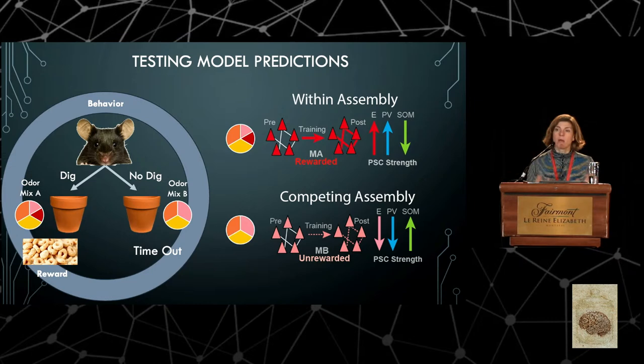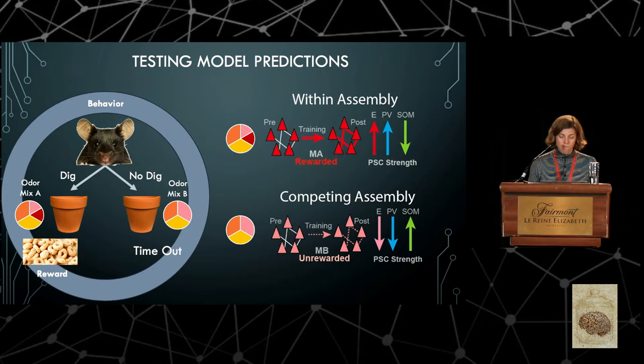Okay? So within our rewarded assembly, what we would expect to see is excitation increases, which is what we do see. We also expect to see, if PV-mediated inhibition is mediating a homeostatic stabilization of that network, higher and stronger PV-mediated inhibition onto this assembly. But somatostatin-mediated inhibition within this assembly should be weaker. And conversely, for the competing assembly, we would anticipate that excitation is weaker, which we do see. And correlated with this, the PV-mediated inhibition would be weaker. But because this is the competing assembly, the SST-mediated inhibition onto that assembly would be stronger.